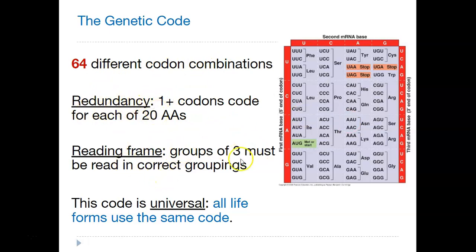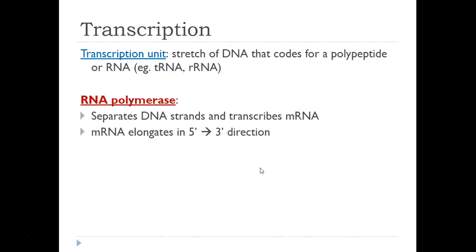The reading frame, as I mentioned, is in 3-letter words, and so they have to be in the correct groupings, which is why a mutation can have disastrous effects. If you insert or delete one, you're shifting the overall reading frame. The code is universal, so this is not unique to humans, but works for every life form that we know. So let's jump in. Transcription.